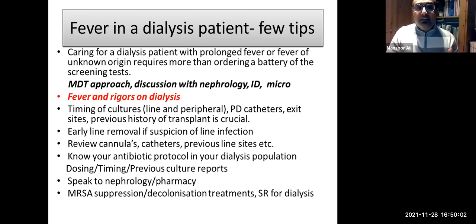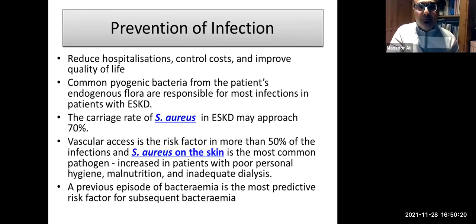Review the cannulas, the catheters. Timing and doses are really important. So flucloxacillin dose, the vancomycin dose, all these are really important in your dialysis patients. Speak to nephrology, speak to pharmacy. We're always helpful and always available to advise you. So we would never mind if you ask us about one of our patients. And obviously if they've got MSSA suppression treatment.